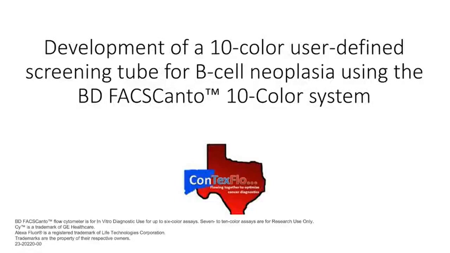I'm presenting obviously on behalf of the ContextFlow group, and the ContextFlow group actually has been working on standardizing tube development in clinical flow cytometry for a number of years now, and I'm sort of a late participant. But most recently, we've all been working with the BD FACSCanto 10-color system, and we thought it would be useful to put our thoughts together and try to optimize tubes that we could use clinically. And the webinar today focuses on the first of the tubes that we tried to develop, which is to screen for B-cell neoplasia.